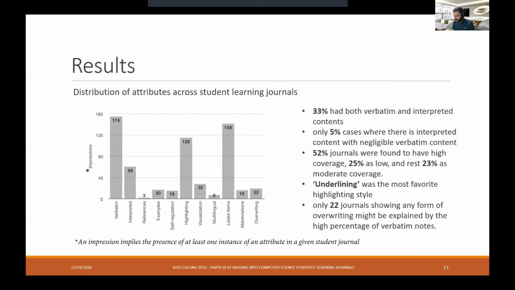Onto the results. In contrast to what we expected to happen, verbatim was the most common attribute, and most of the notes were quite verbatim, which could be because of many reasons. One of the reasons could be that the journals were an assessed component. So students might have taken the notes just before the assessment.